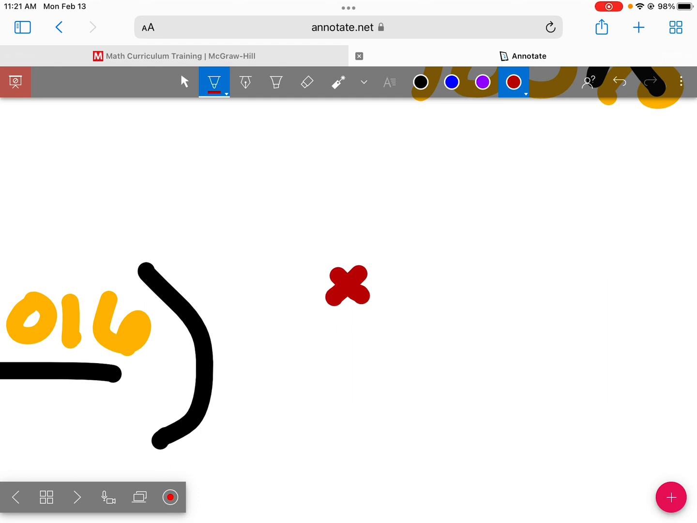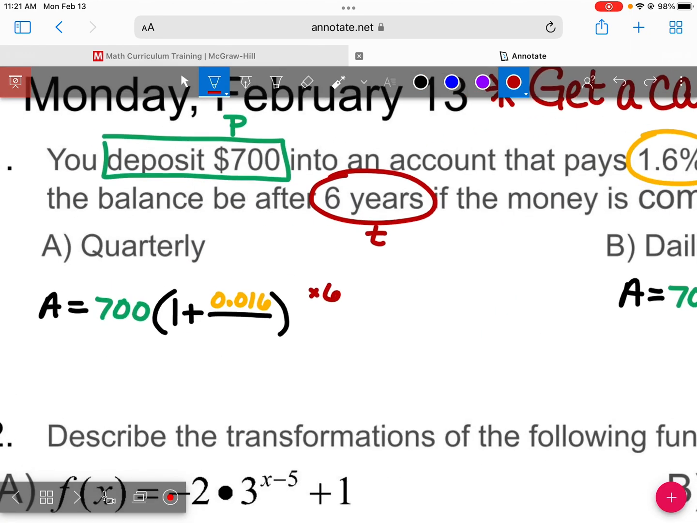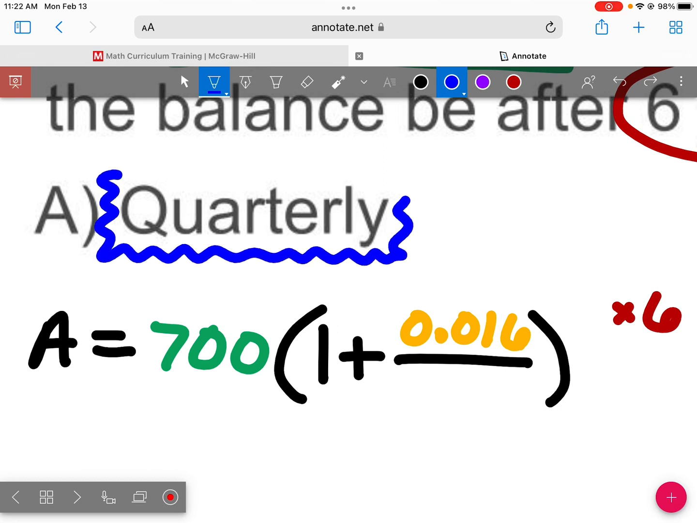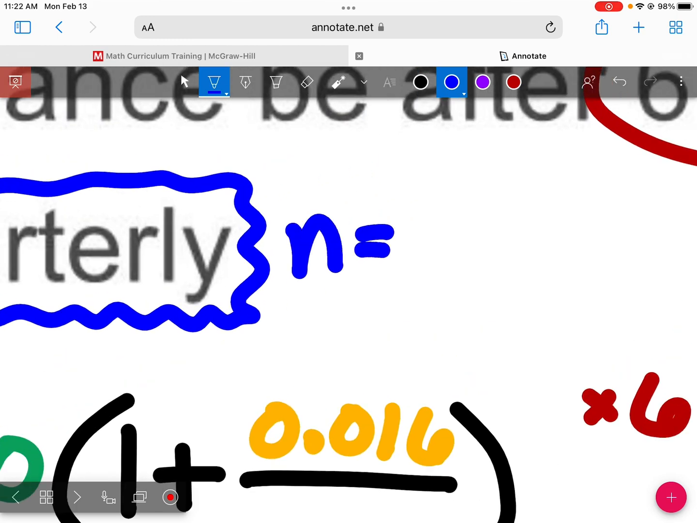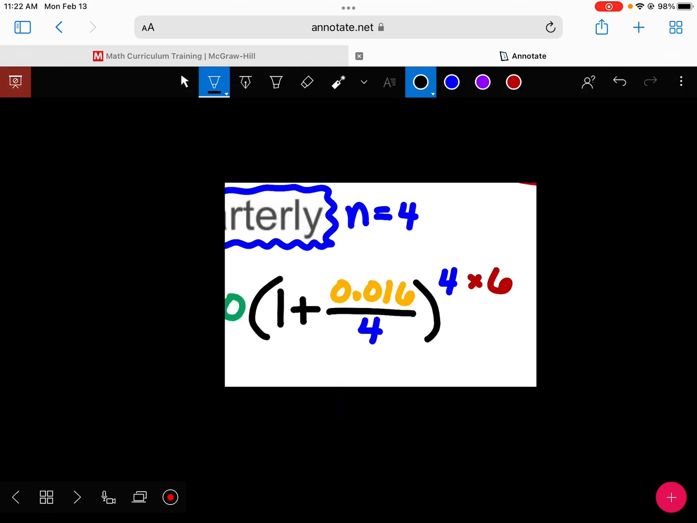n times t. We have to figure out what we're using for n, and that's what's going to be different on these two. It's always how many times in a year. So if it says quarterly, how many times in a year will it happen? 4. n is 4. So that goes on the bottom of my fraction, and it gets multiplied to the 6 years. Let's pause right there for a second and pop that in your calculator.